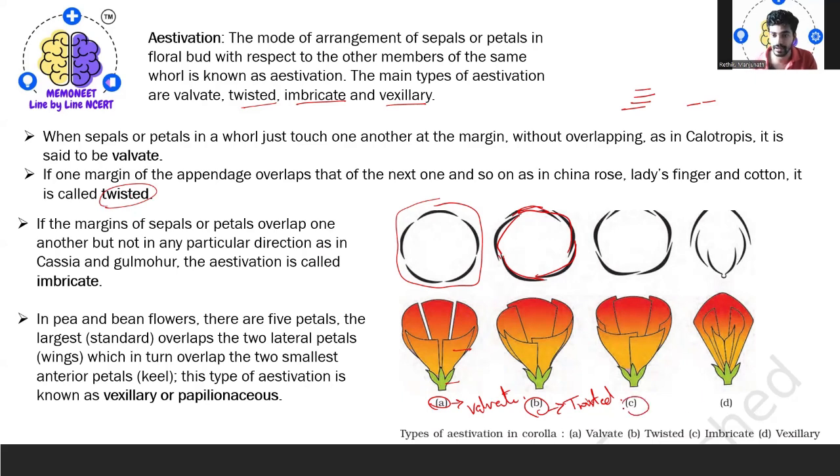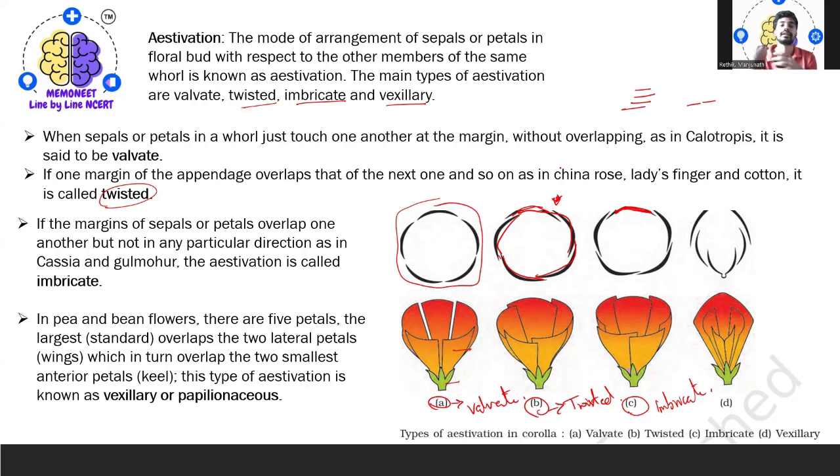Next one we have is imbricate. In imbricate, what happens? The margins of the sepals or petals overlap one another, but not in any particular direction. Compared to twisted, it is also overlapping, but not in a particular direction, rather randomly. So we call that aestivation imbricate.